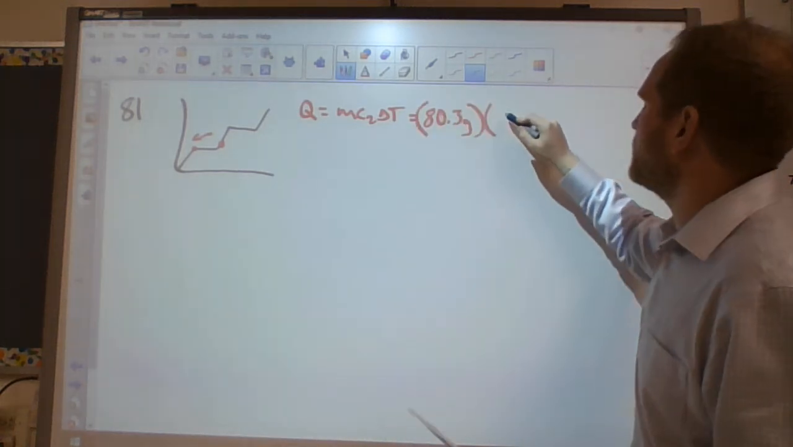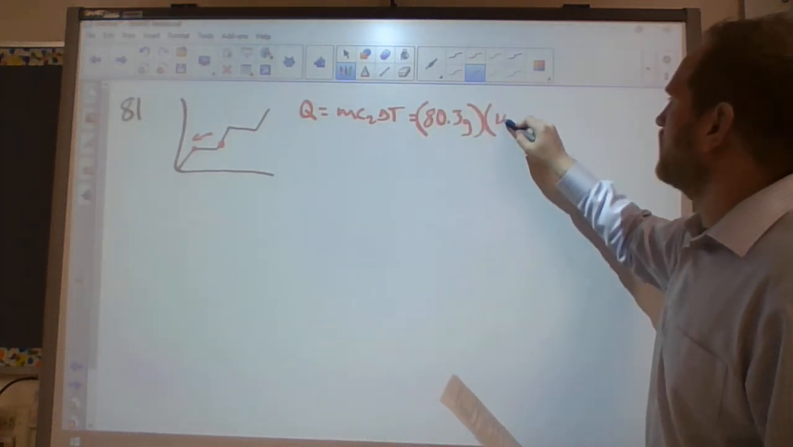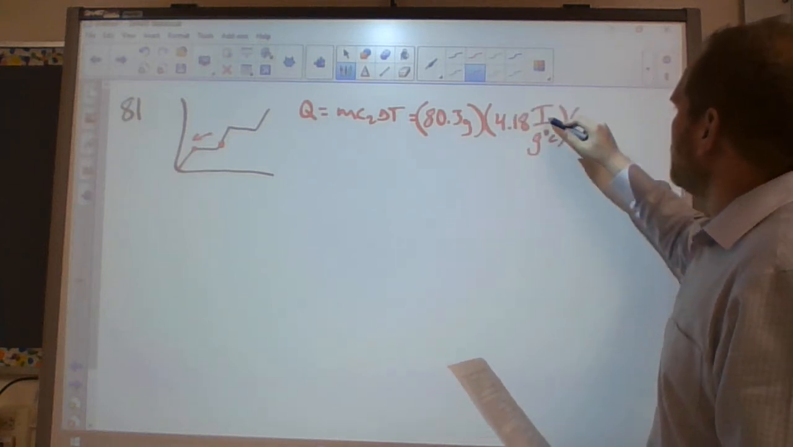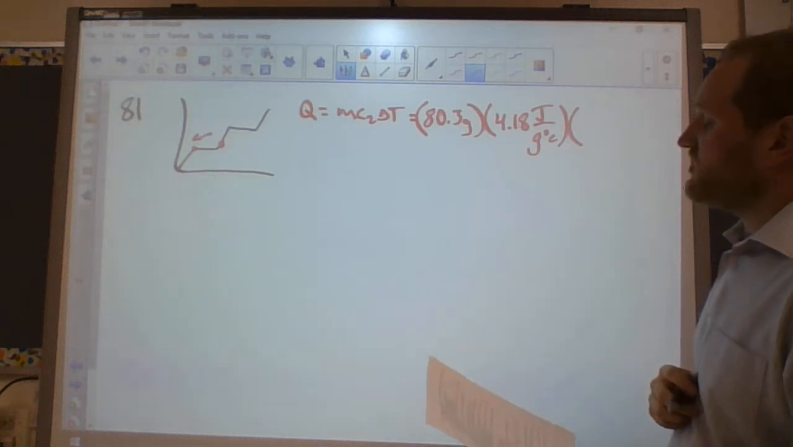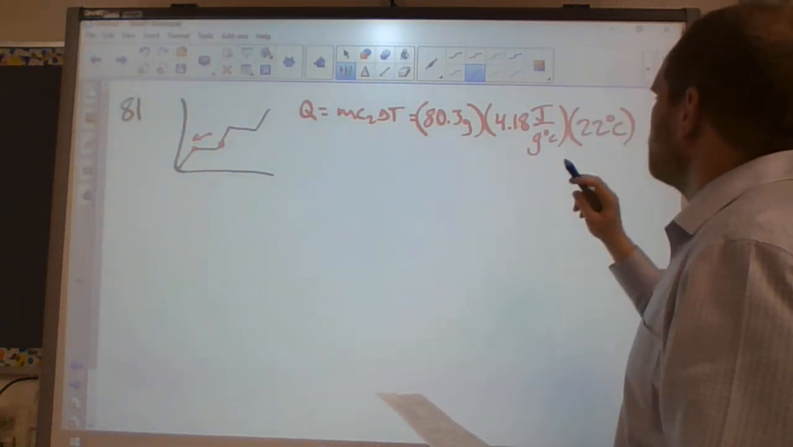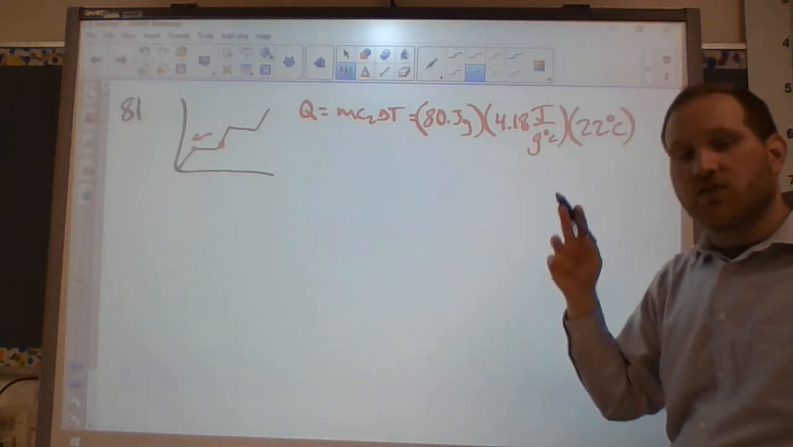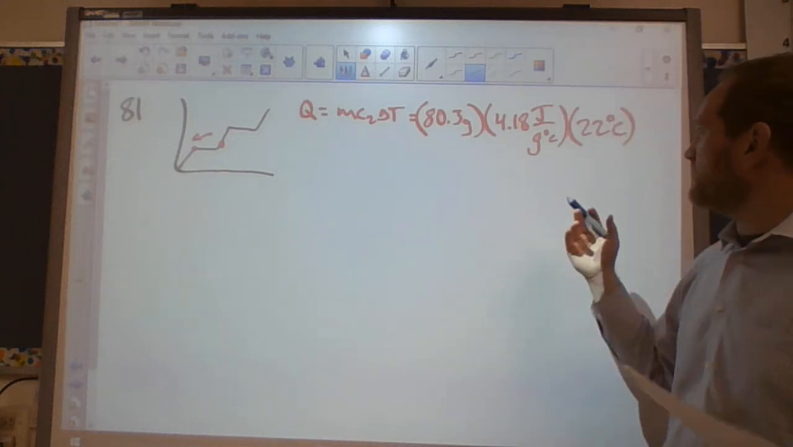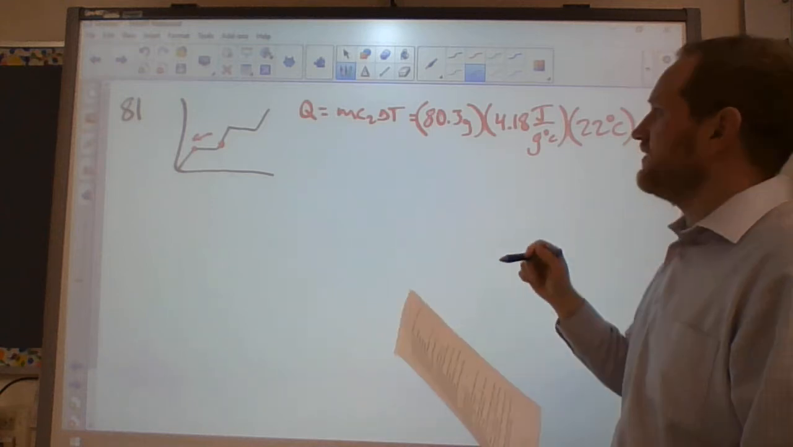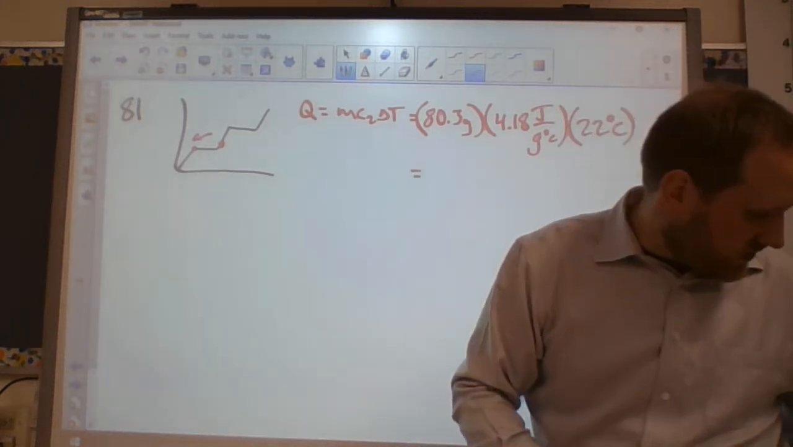The value of C2 is going to be 4.18 joules per gram degree Celsius. And our change in temperature, we're going from 22 to 0, so we're going to say 22. Your teacher might prefer you use negative 22 and end up with negative joules here. I usually just use absolute value. It's a change of 22 degrees, whether it's positive or negative. Let's see what we get.